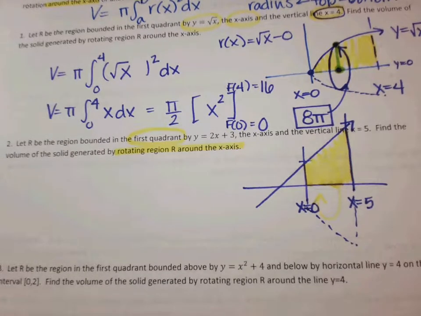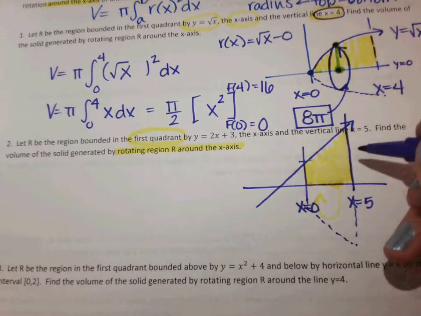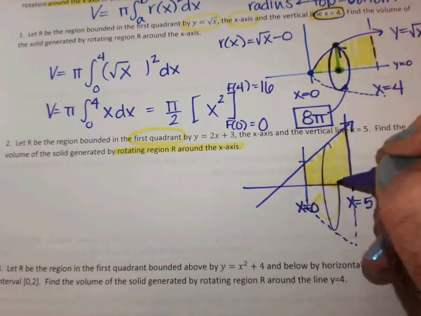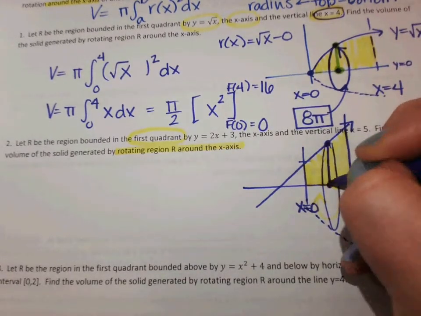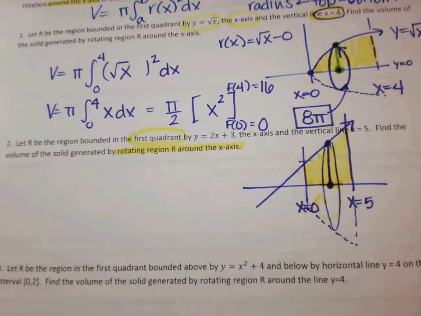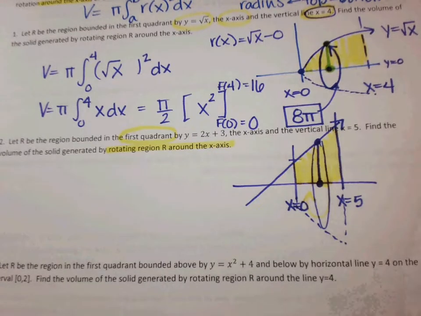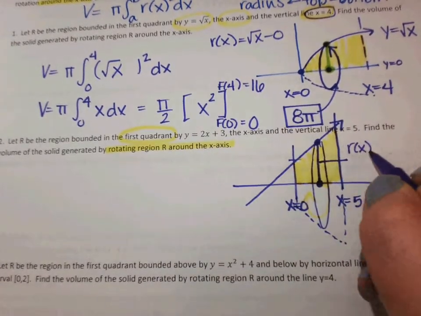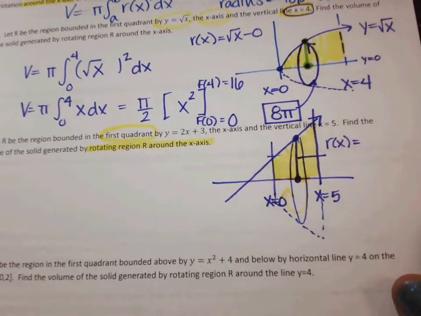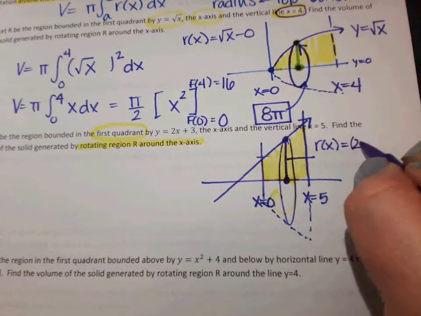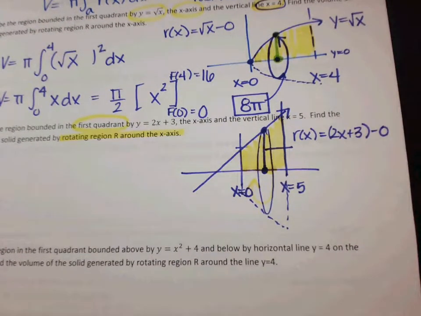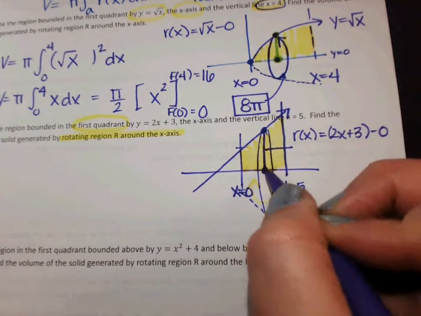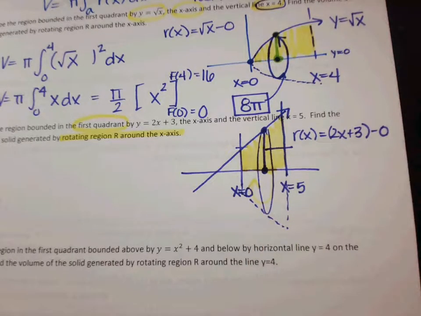All that you have to be able to do is draw in your radius. So if this is my cross section, which is a circle, the radius would be from here to here. Is that radius drawn right minus left or top minus bottom? Top minus bottom. So my r of x would be the top function, which is what? 2x plus 3 minus 0. Because 0 is the bottom where that radius hits, right here. Does that make sense?